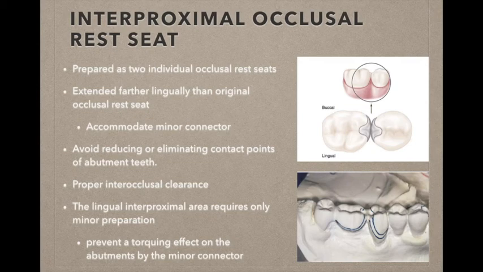Also, you should avoid reducing or eliminating the contact point of the abutment tooth. So basically, this rest seat preparation should be above the contact point. However, the proper interocclusal clearance is still very important, so use about 1.5 millimeters of reduction from the marginal ridge, as we discussed in the regular occlusal rest seat, as your guidance. Sometimes you might need to do some lingual interproximal area preparation to prevent a torquing effect on the abutment by the minor connectors.